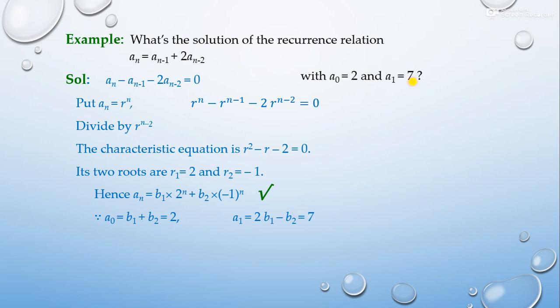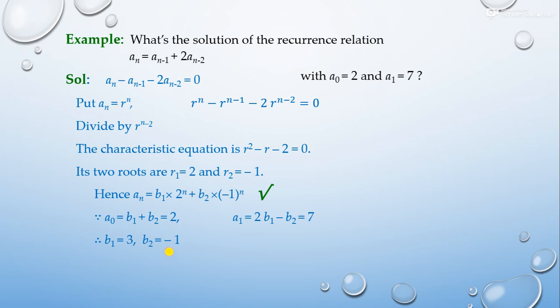Now the next initial condition is that a1 equal to 7. So we put n equal to 1. It becomes a1 equal to b1 times 2 raised to the power 1, which is 2, plus b2 times (minus 1) raised to the power 1, so it becomes minus. Our equation becomes 2b1 minus b2 equal to 7. So we have two equations in b1 and b2. After solving these two equations we get b1 equal to 3 and b2 equal to minus 1.